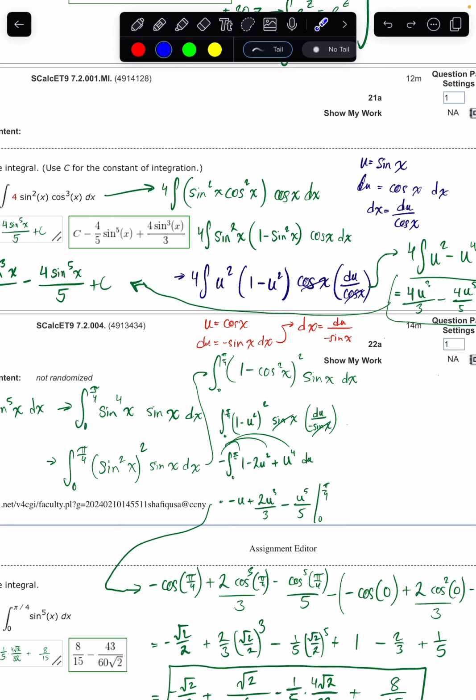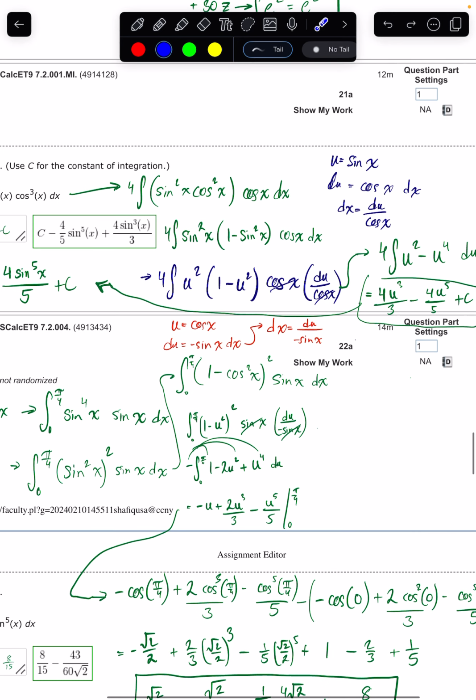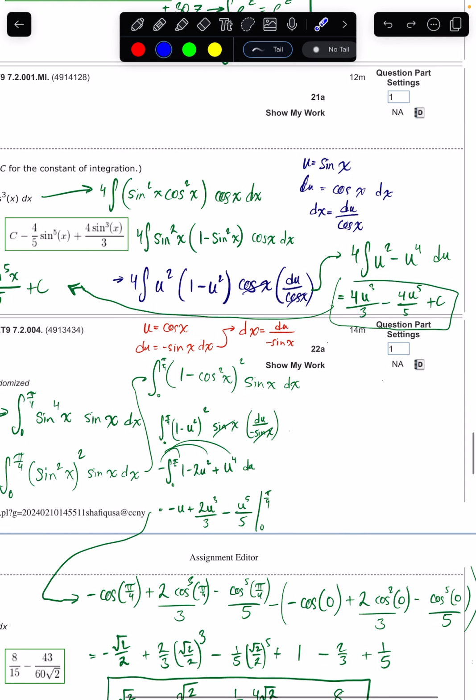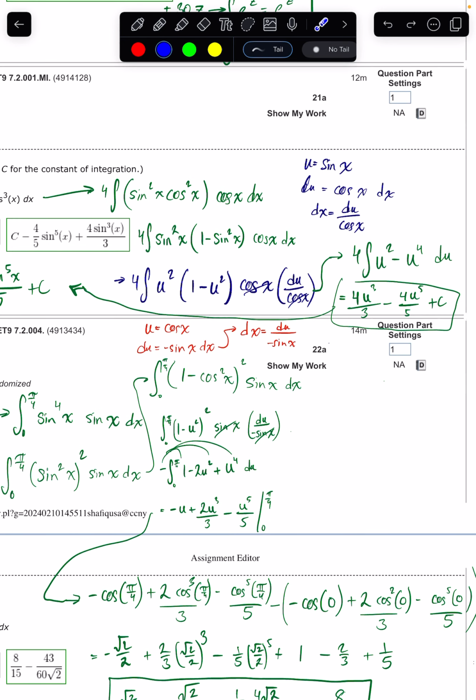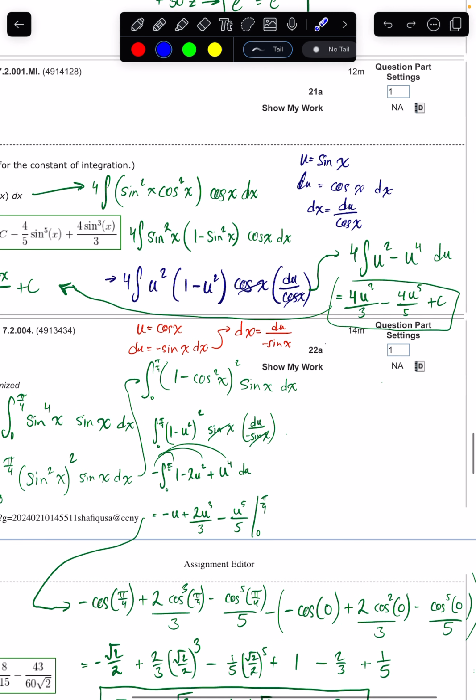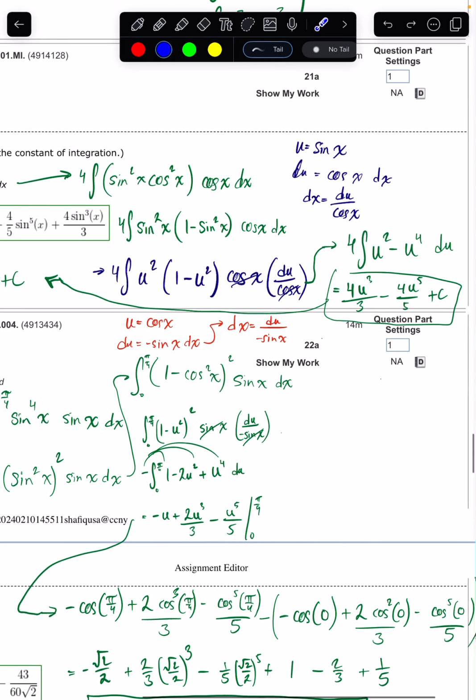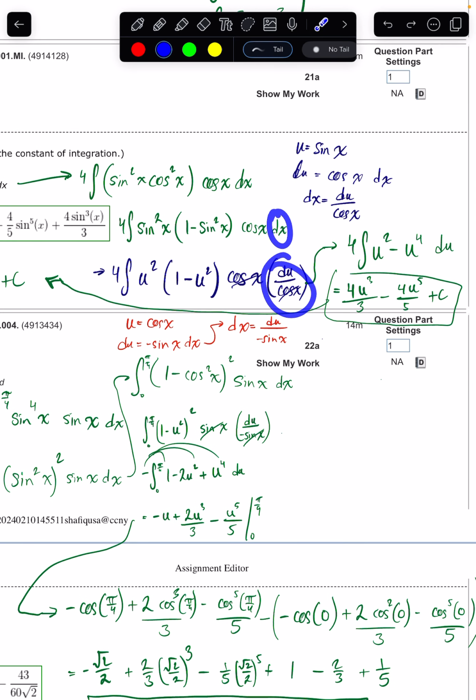And then you can distribute. I mean, you don't even have to distribute here. It's just a lot of work. You can save yourself by just making u equal to sine x. That's exactly what I did here. Once you make sine x your u value, you can take the derivative of sine, and you should get du as cosine x dx. And once you isolate dx, you get du over cosine x, and you can substitute that for here.